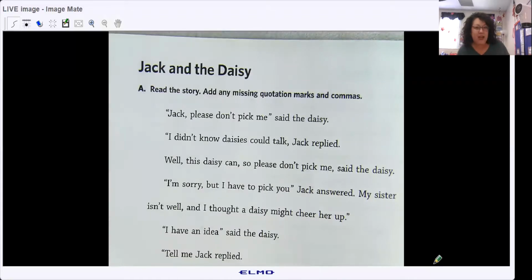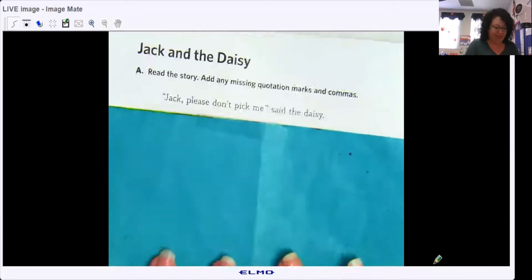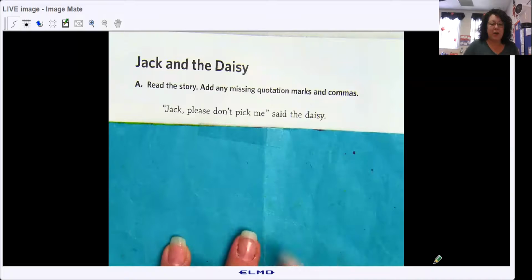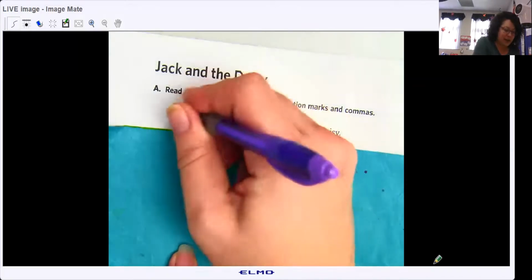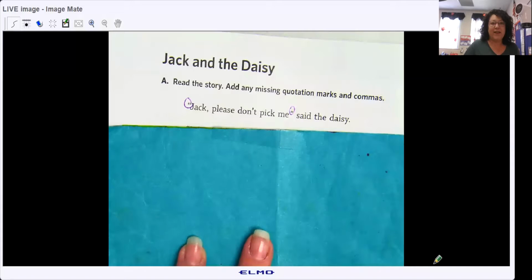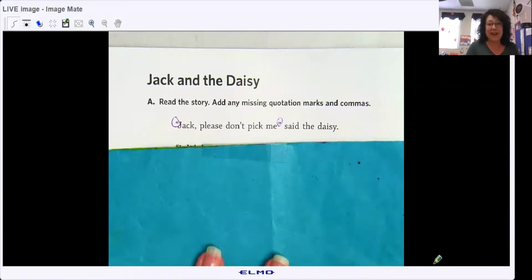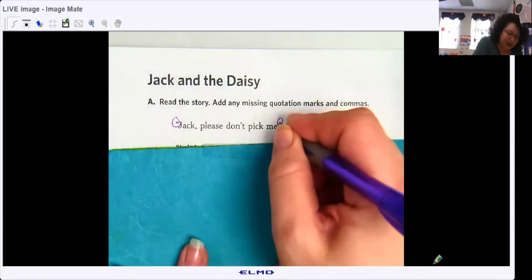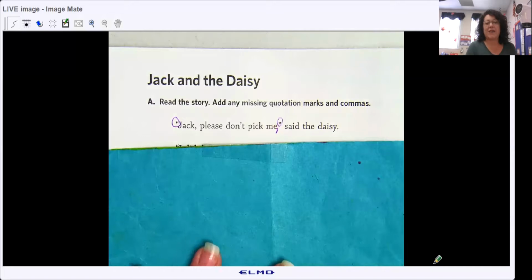Okay. "Jack, please don't pick me," said the daisy. Oh, okay, now we have a talking flower. So what are we missing? I see here, and what did we do yesterday? We underlined. Do we have anything to underline? No, we need our comma right there after the words that she says, right?